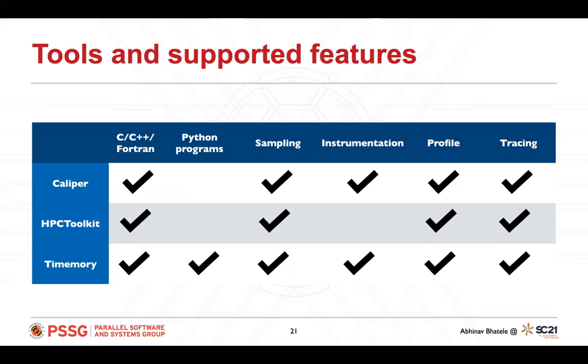In terms of how these tools collect information, Caliper and Tau support both sampling and instrumentation. HPCToolkit provides sampling support for generating calling context trees. In terms of what information you can get when you use these tools, all of the tools support both profiling and tracing. These are different modes in these tools. So you have to use different settings and different options for enabling one or the other.